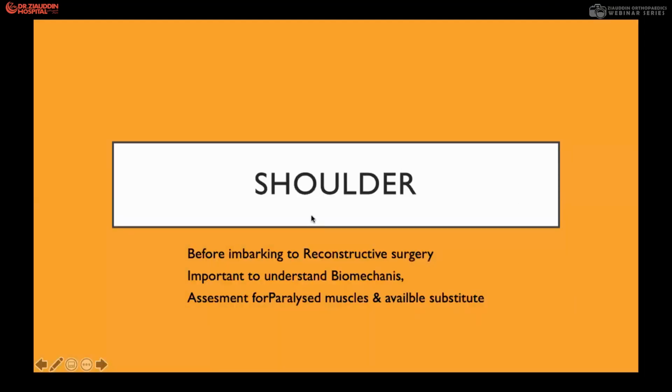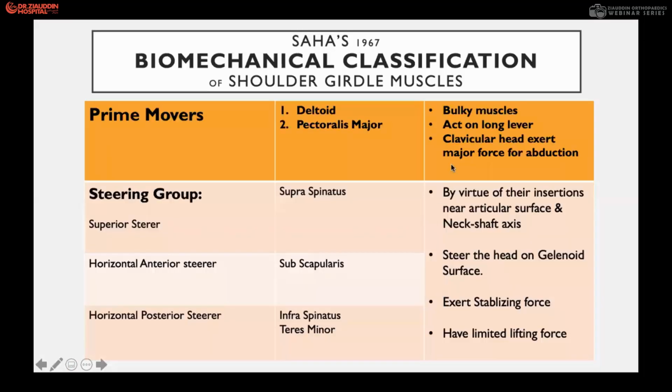To start with the shoulder joint: before embarking on any reconstructive procedure on the shoulder or any joint, you must know the principles of the surgery, understand the biomechanics, assess the paralyzed muscles, and know the available substitutes. In detail, Saha in 1967 gave a very nice classification of the biomechanics of the muscles acting on the shoulder joint.